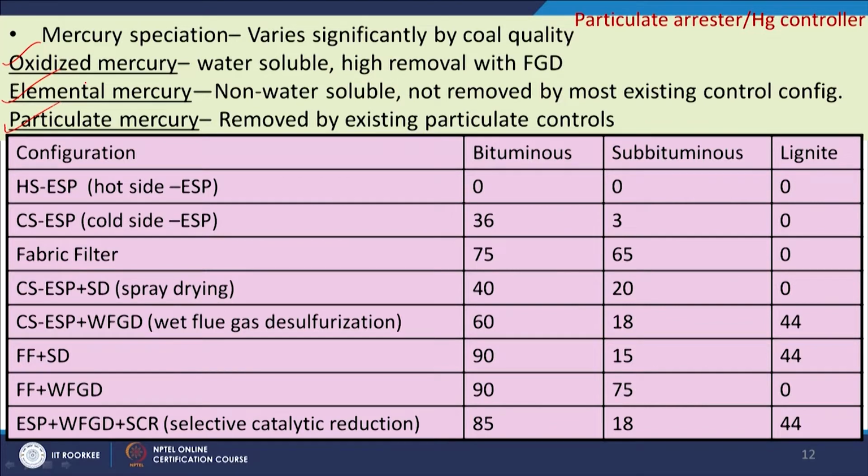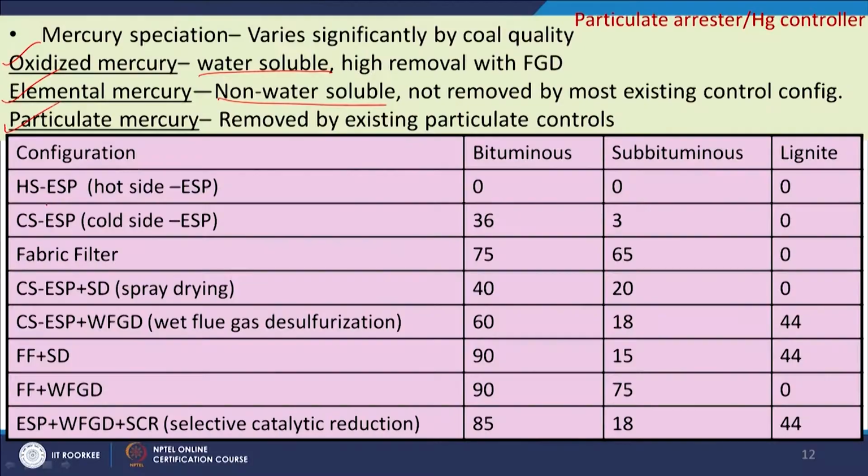Then after SOx removal, particulate removal is also important. Different types of devices are used to remove particulates, and in the case of a coal based power plant, mercury may exist in particulate form. That removal is also very important. Mercury can be available in oxidized form, in elemental form and in particulate form, and these different forms of mercury have different solubility. Oxidized mercury is water soluble and elemental mercury is not water soluble. So, the techniques to remove this mercury will also be different.